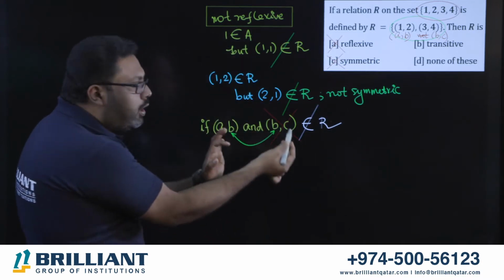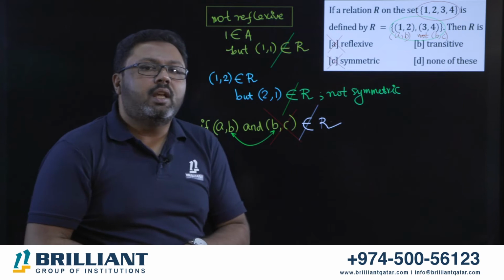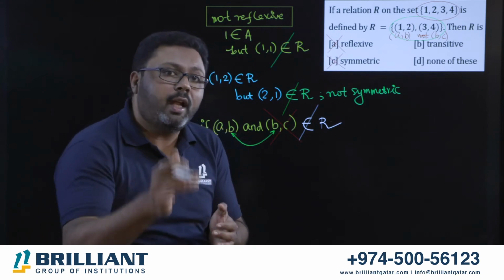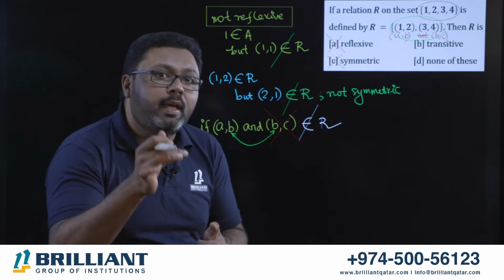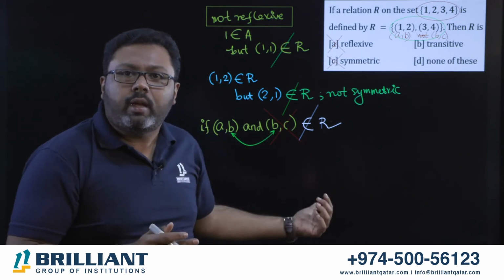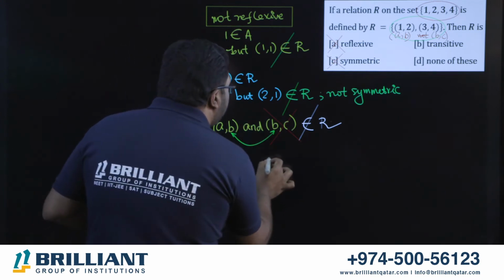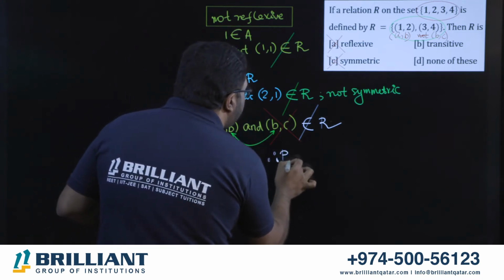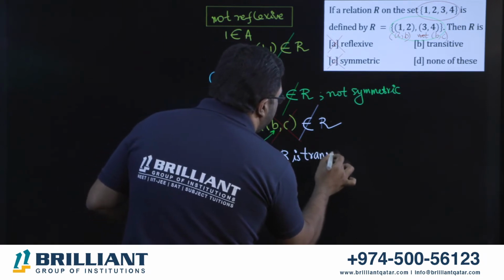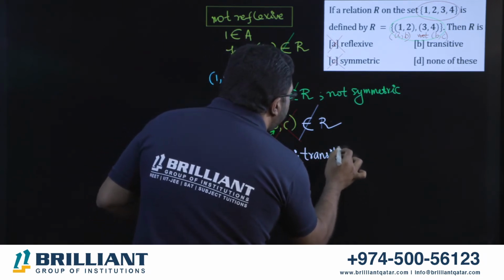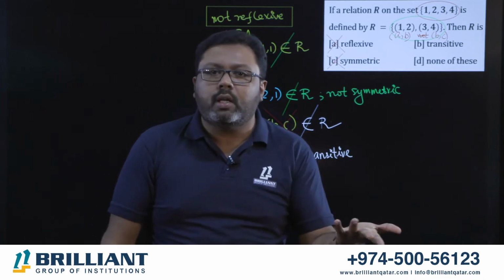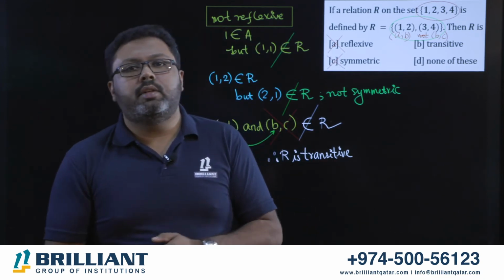So the condition for not being transitive is failing. Therefore R is transitive, because I cannot prove that it is not transitive. If I cannot prove that it is not transitive, obviously it is going to be transitive.